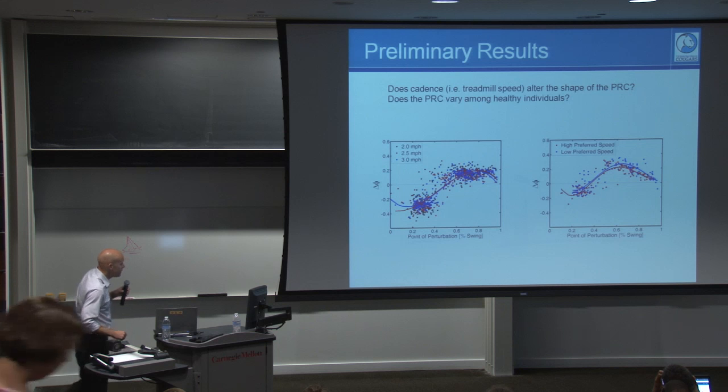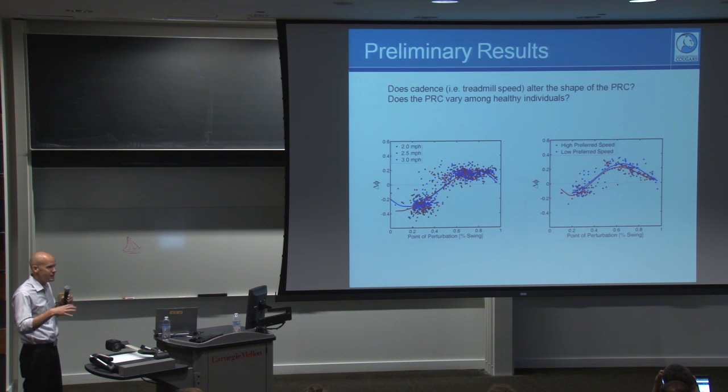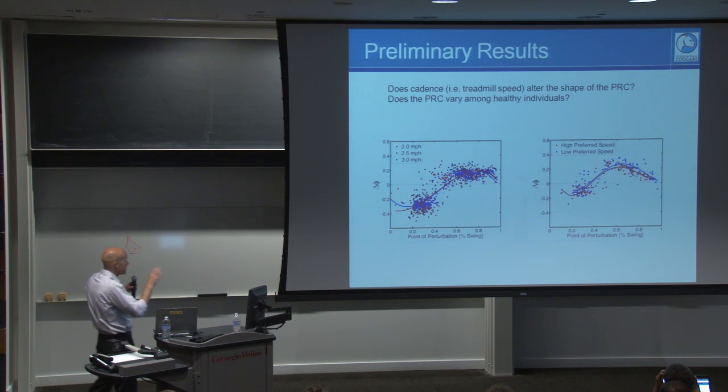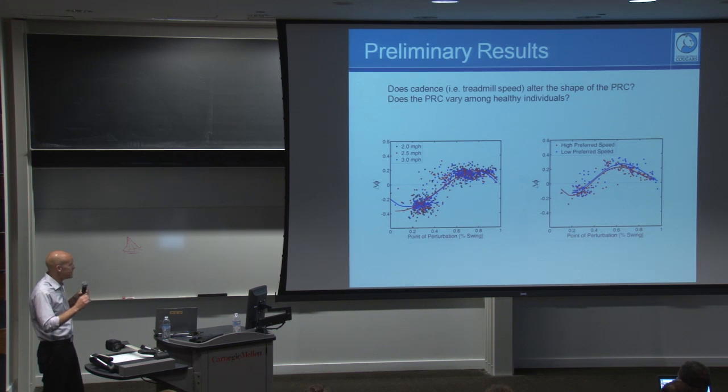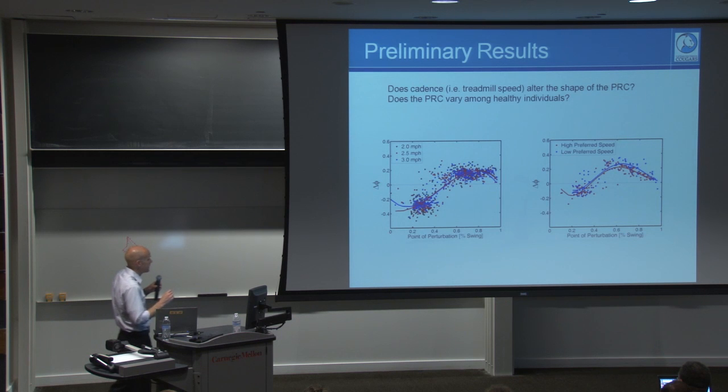Okay, so some preliminary results. We're still kind of dialing in this system, but it looks like if we aggregate all of the data and just look at different walking speeds, we don't really see a difference in the curve that we get out. However, if we divide subjects into those who have a fast preferred walking speed and those who have a slow preferred walking speed, and we take the fast walkers and look at their slow treadmill speed data and compare that to slow walkers and look at their fast treadmill speed data, then we start to see a difference in the amplitude of this curve.